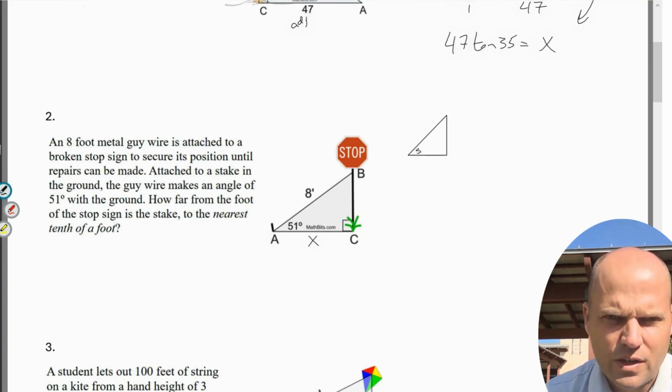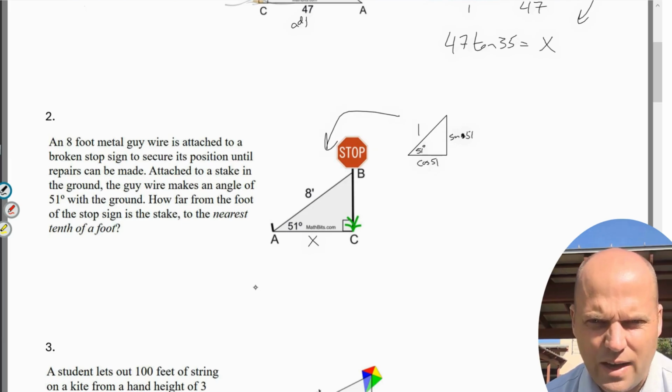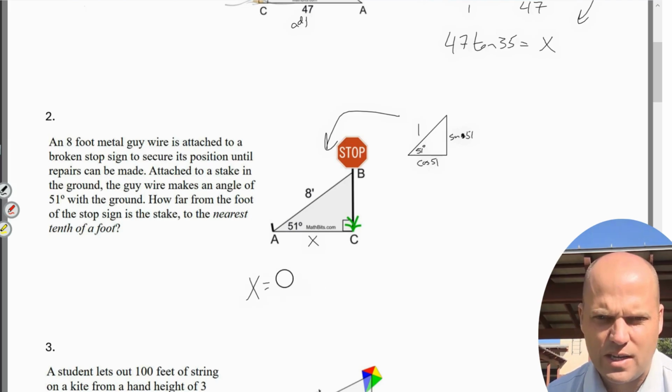This is 51 degrees. This is the sine of 51. This is the cosine of 51. This is 1. We just need to scale it by 8. So x is 8 cosine 51, or cosine 51 times 8.